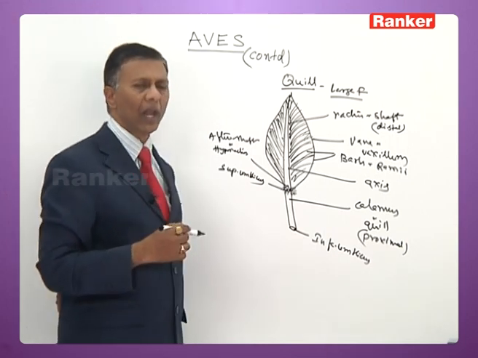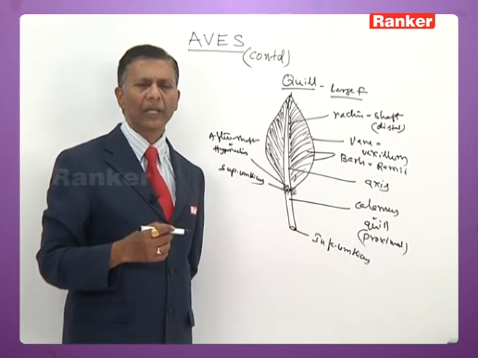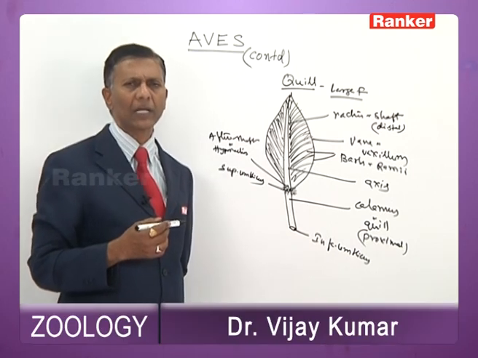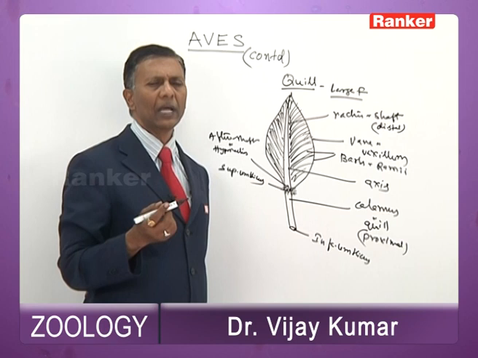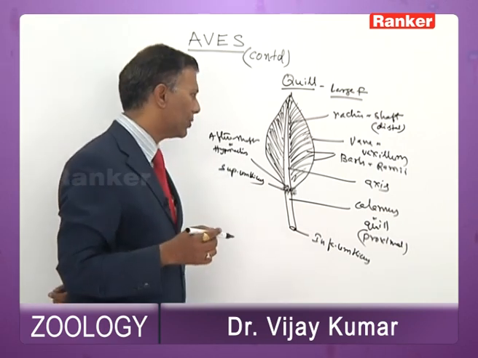That is reduced in all flight birds. Only in emu and cassowaries, the after shaft is well developed. In all other birds it is reduced. In flight birds it is highly rudimentary. In flightless birds, except emu and cassowaries, it is reduced.